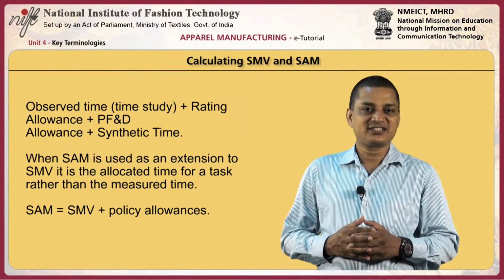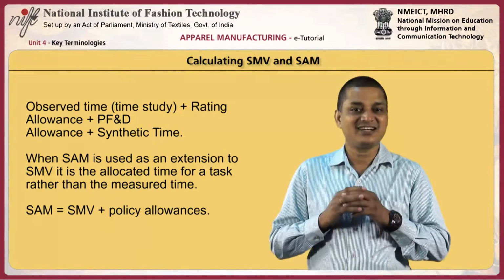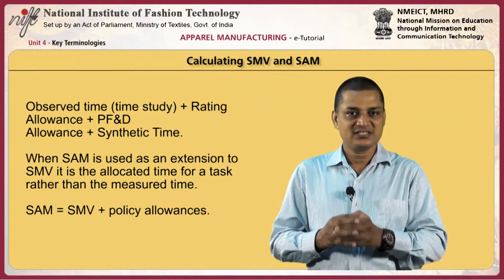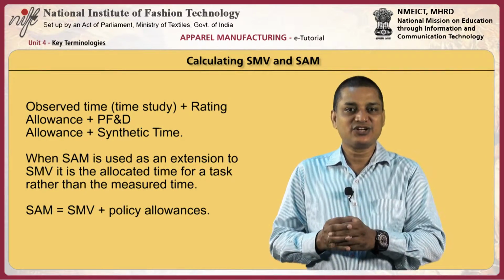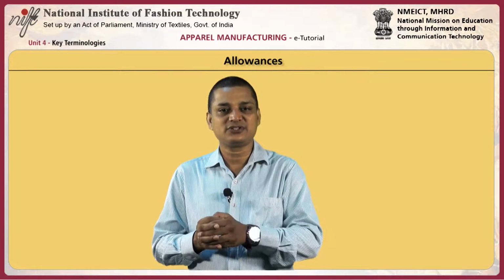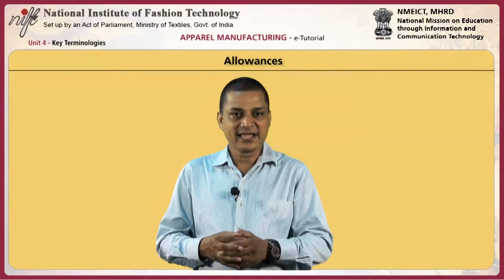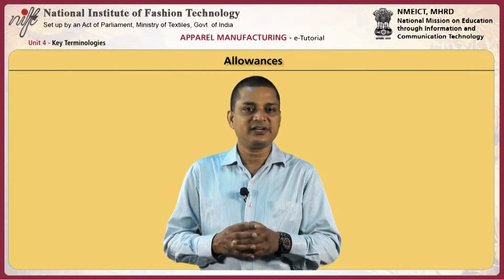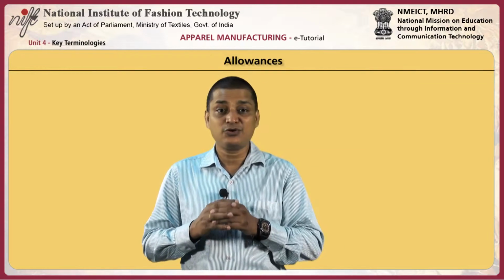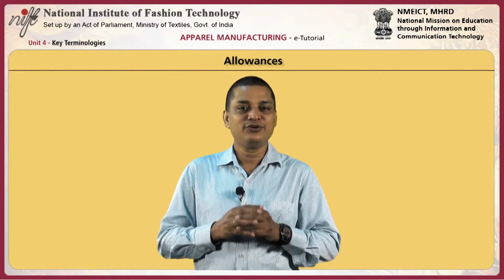Standard allowed minutes is used as an extension of single minute value; that is, it is the allocated time for a task rather than the measured time. Standard allowed minutes is equal to single minute value plus policy allowances. Allowances are added to the 100% time determined by the time study to give a standard allowed time. This permits the average operator to earn a satisfactory wage provided there are no abnormal delays and the operator applies herself to her work.